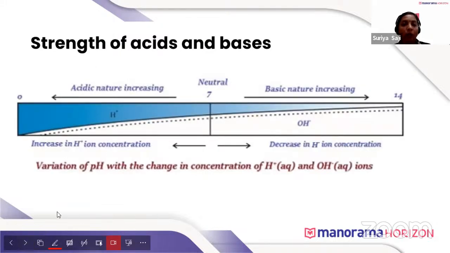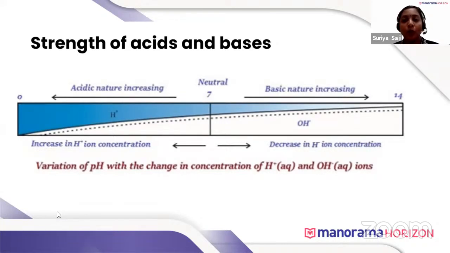So we'll see the strength of acids and bases. How? We have a pH scale ranging from 0 to 14. On that scale, we can tell the strength of acids and bases. From 0 to 7, we say the solutions are acidic. From 7 to 14, we call them basic. If it is 7, it is neutral. These values we already know. So from 7 to 0, the acidic nature is increasing.